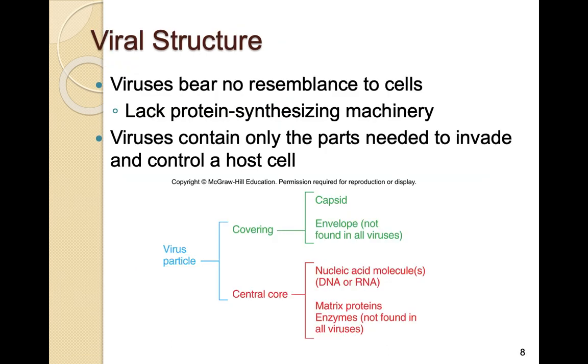Viruses have absolutely no resemblance to cells whatsoever. So viruses cannot make protein. That's kind of a big deal. Protein is what allows cells to do things. It allows them to make cellular machinery, to reproduce, to pretty much be a cell.